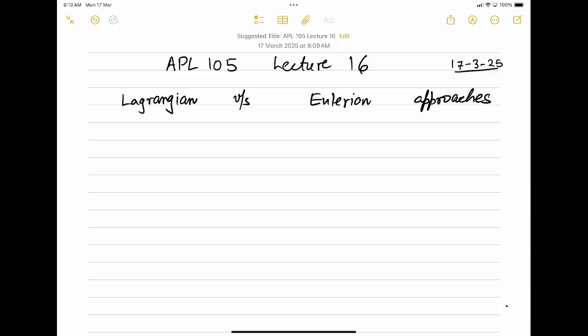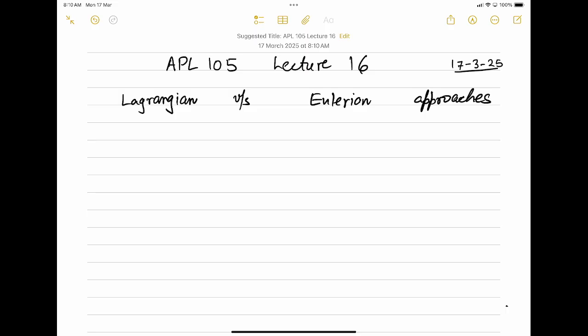I know it has been a long time back, so you may have forgotten where we were and what we talked about. So, this is Lagrangian versus, versus is actually a wrong word, versus Eulerian approaches.